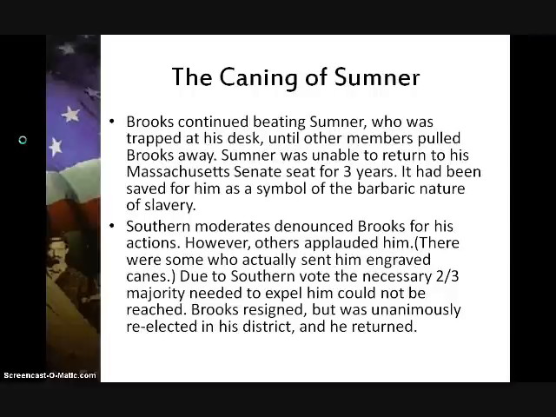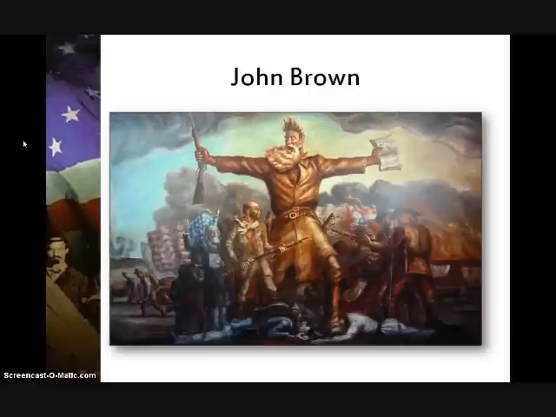Southern moderates are going to denounce Brooks for his actions. However, others are going to applaud them. Some actually send canes. Due to the Southern vote necessary to expel him, they couldn't get that. So Brooks resigned, but was then unanimously reelected in his district, and he returned. Go figure. It's just the nature of the time period, the tension that it was. John Brown. Crazy looking picture for a crazy looking guy.